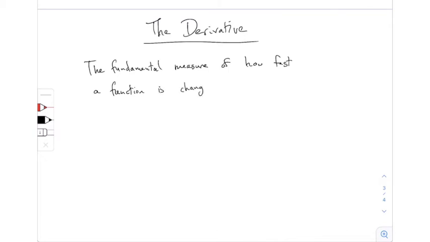There are other ways you can measure how fast a function changes, but for basically all useful purposes, the derivative is what you want to talk about if you're asking how fast something is changing. It is the fundamental measure of how a function is changing at a point, at a moment, right? And it is the slope of the tangent line.